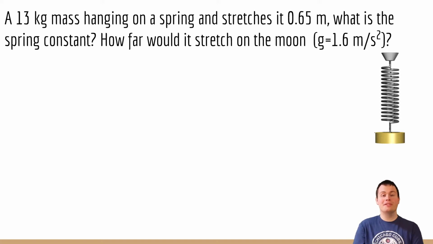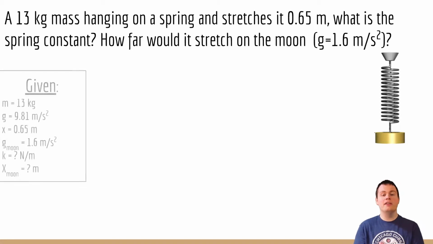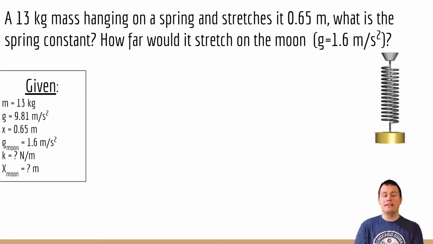First thing I did when I went to solve this is I wanted to write out all of the known variables that I have. So in this case, we know the mass, we know gravity both on Earth as well as on the moon, and we know the distance it stretched. The only things we're missing are the spring constant and how far it would stretch on the moon.